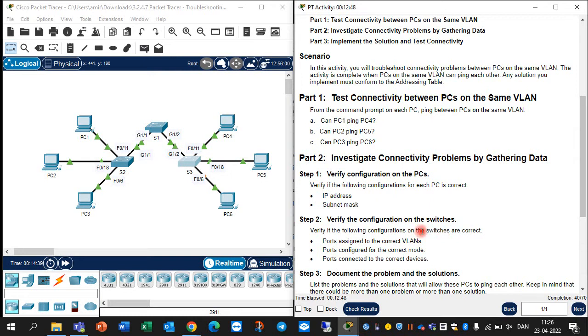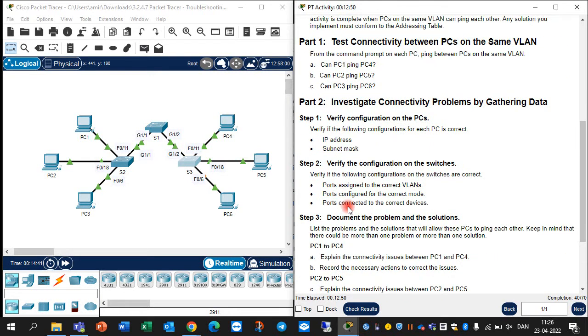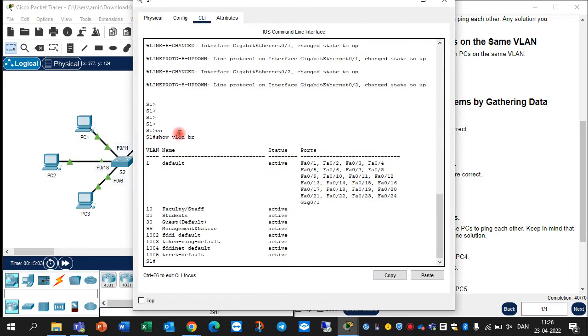And what happened here for this one? Ports configured for the correct mode. Yes, we have done it. Ports configured for the correct mode. Are the ports connected to the correct devices? In this situation, we should go here, for example, to switch 1 and check.